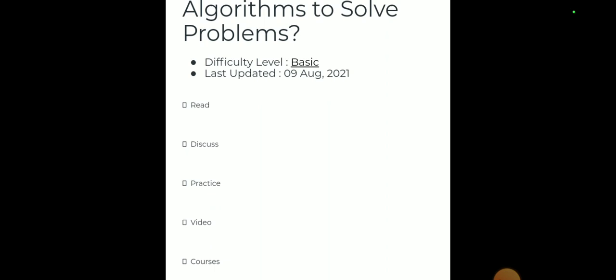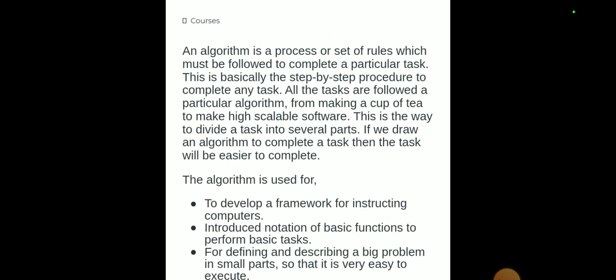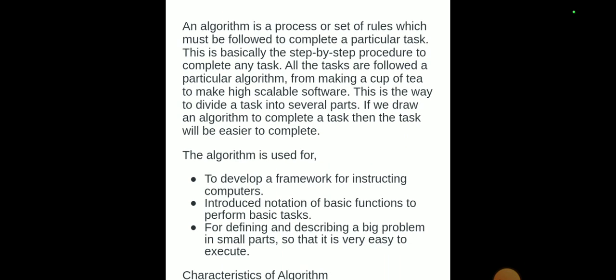Number one is read, discuss, practice videos and courses. An algorithm is a process or set of rules which must be followed to complete a particular task. This is basically the step-by-step procedure to complete any task. All tasks follow a particular algorithm, from making a cup of tea to making highly scalable software. This is the way to divide a task into several parts. If we draw an algorithm to complete a task, then the task will be easier to complete.